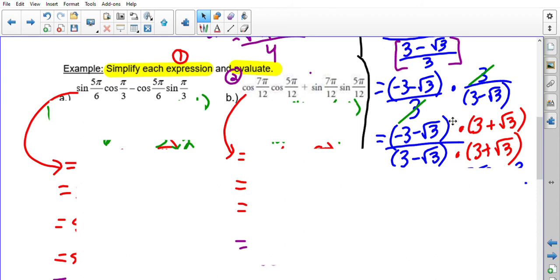So you need to do something called the conjugate. Okay, so I'm just going to write that up here, the conjugate. So the conjugate of a binomial expression is basically the same terms as the original binomial, but you switch to the opposite sign in between. So here you have 3 minus root 3, so the conjugate is 3 plus root 3.